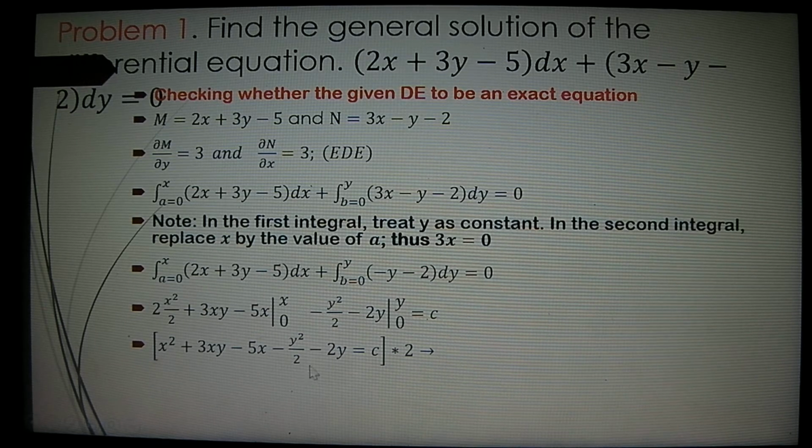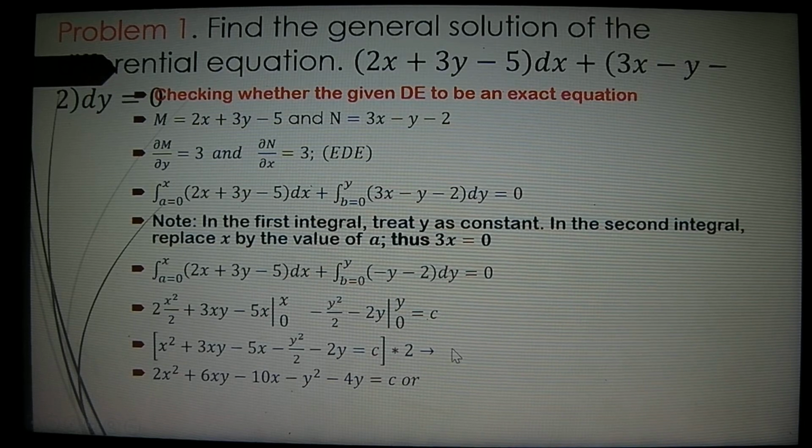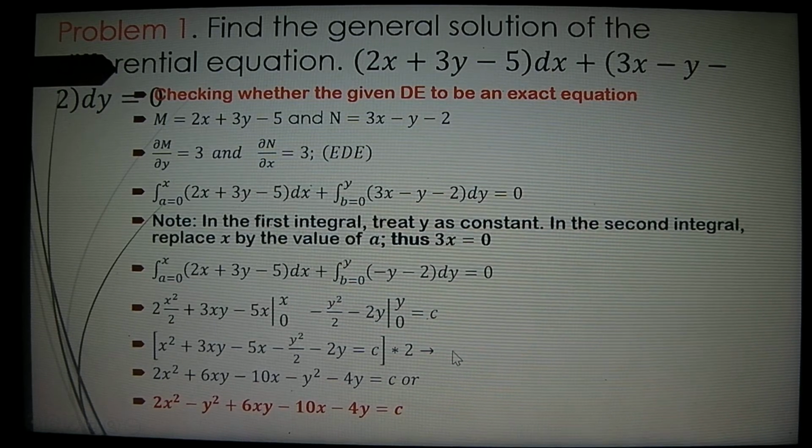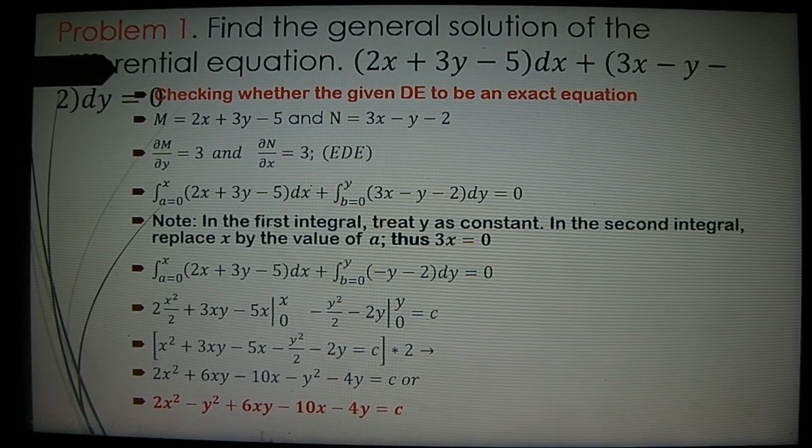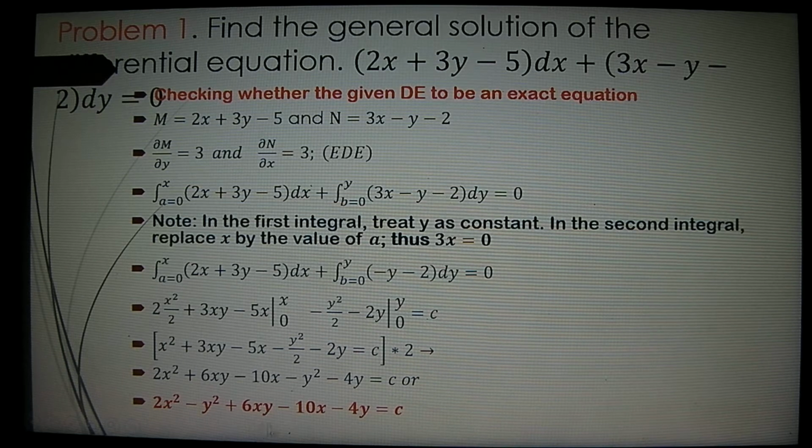So we have to eradicate the fraction by multiplying it by 2. So our answer will be 2x squared plus 6xy minus 10x minus y squared minus 4y equals c. Or we arrange that into its specific exponent. So it becomes 2x squared minus y squared plus 6xy minus 10x minus 4y equals c. So that will be the desired general solution for the given DE, which is an exact equation.